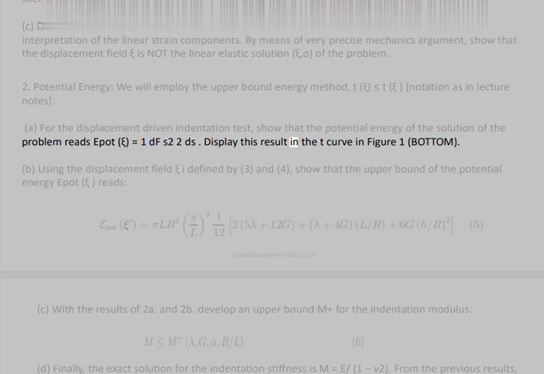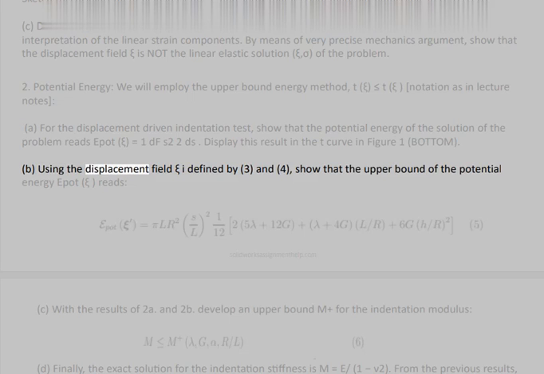Display this result in the F-h curve in Figure 1, bottom. B. Using the displacement field psi defined by 3 and 4, show that the upper bound of the potential energy of psi reads as given.